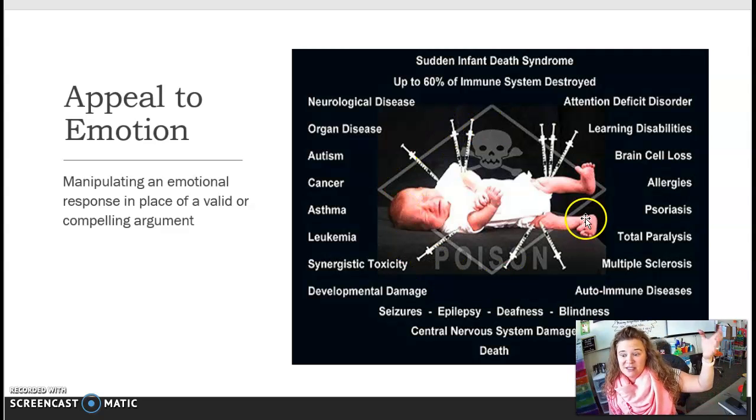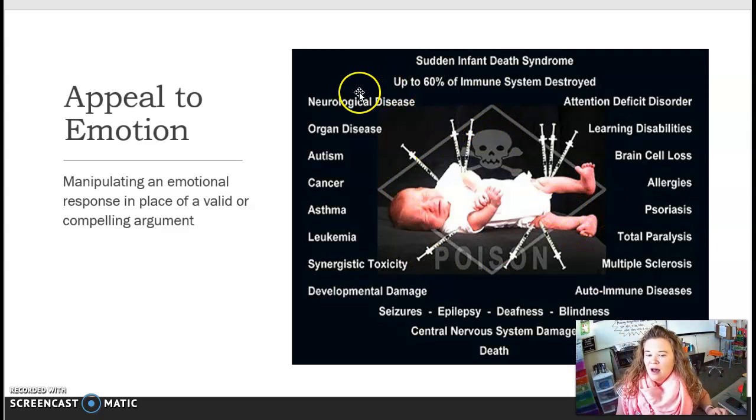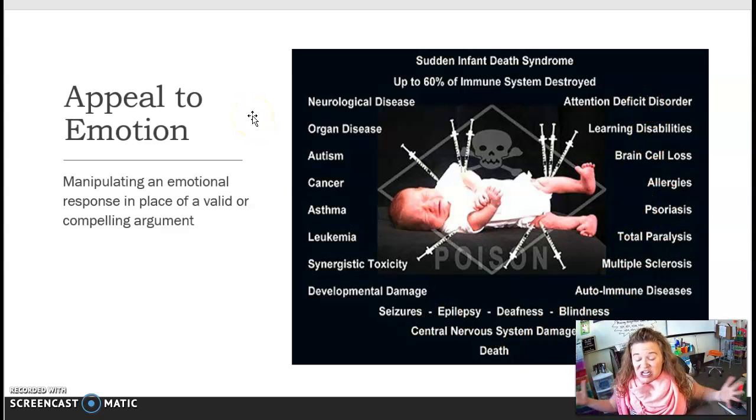For all we know, it could be don't inject poison into your baby. And then it just lists all of these different things that could go wrong. There's no facts. There's no statistics. We don't know what this is about. All we know is all these bad things could happen to your baby. That is a logical fallacy because it only appeals to your emotions. It's got nothing else.